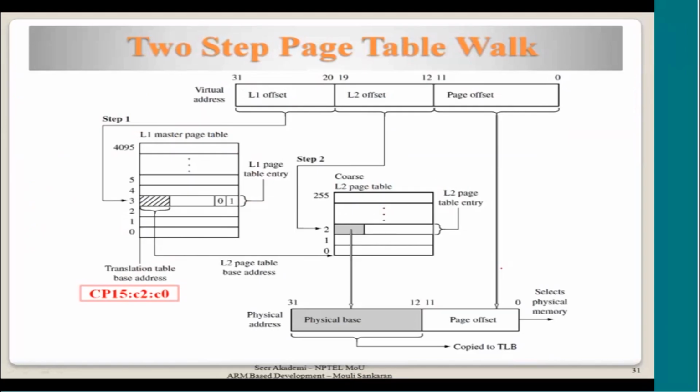Now let me explain this. Up to this point, this is 1 MB of space. This is 20 bits. So 1 MB of space.